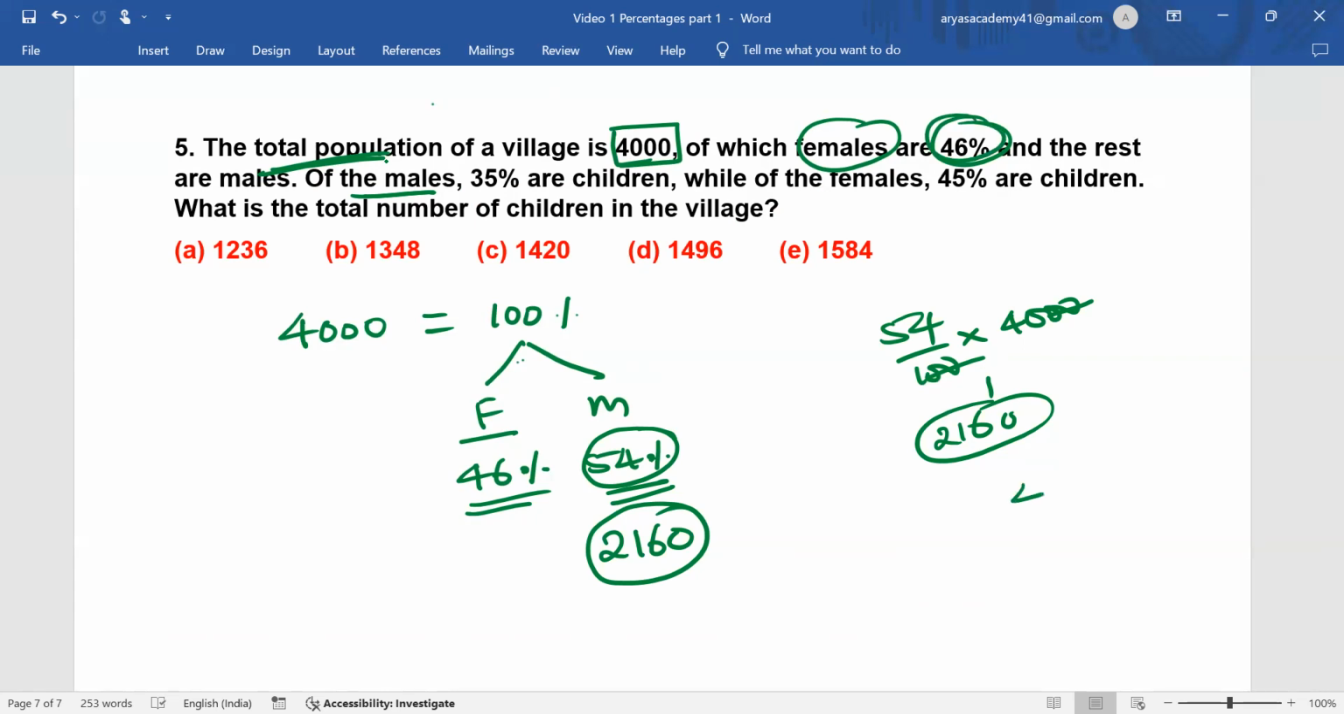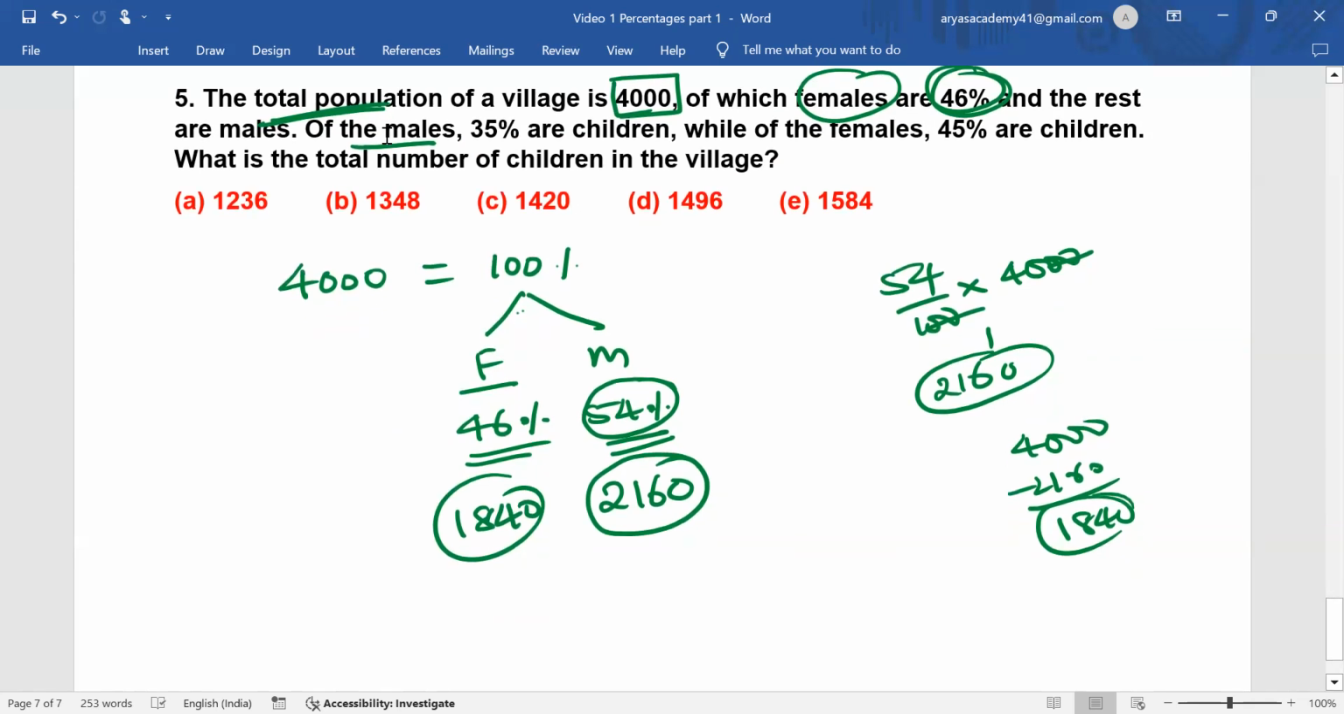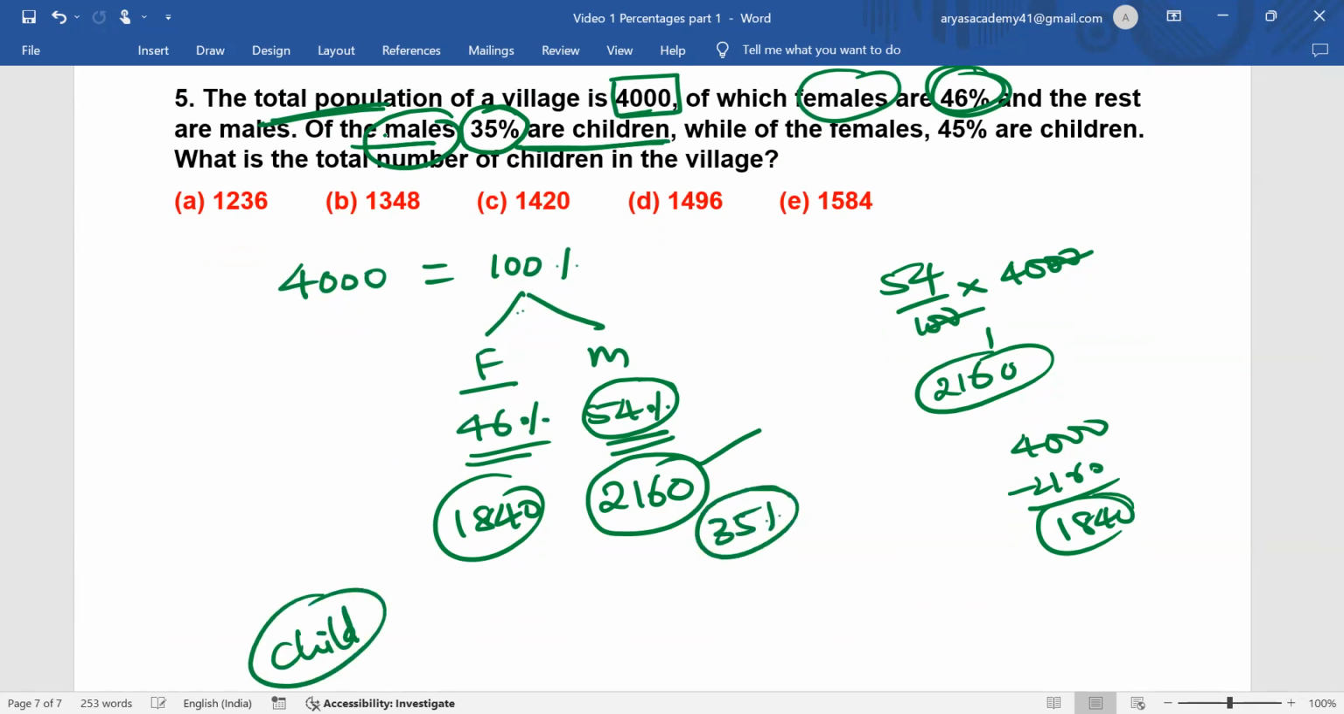The females are 46%. You can calculate it, or you can simply do it this way: 4,000 minus 2,160 will give you 1,840. So 1,840 females are there, and 2,160 males are there. Now, read the rest of the question. Of the males, that is 2,160, how much percentage are child males? 35% are child males. So now we are going to find out the number of children. And of the females, 45% are child females.